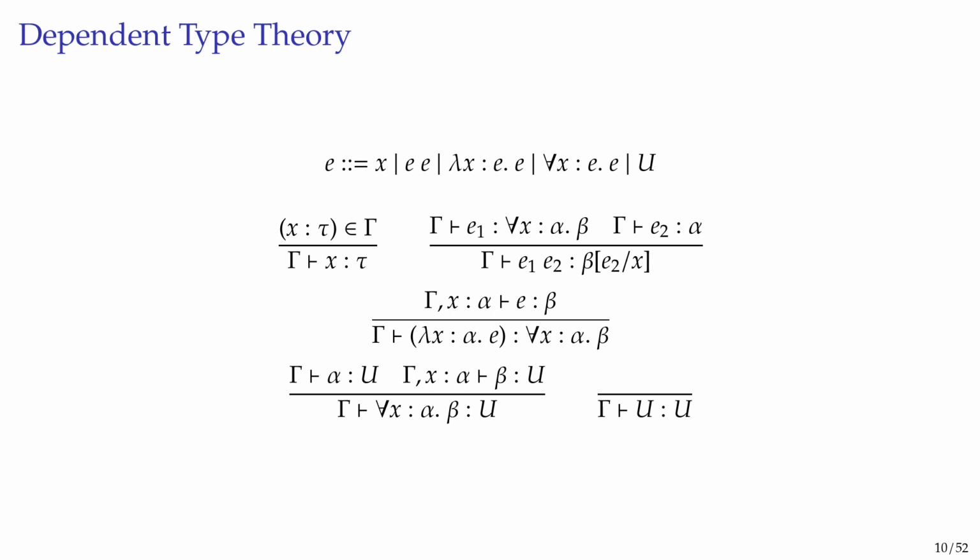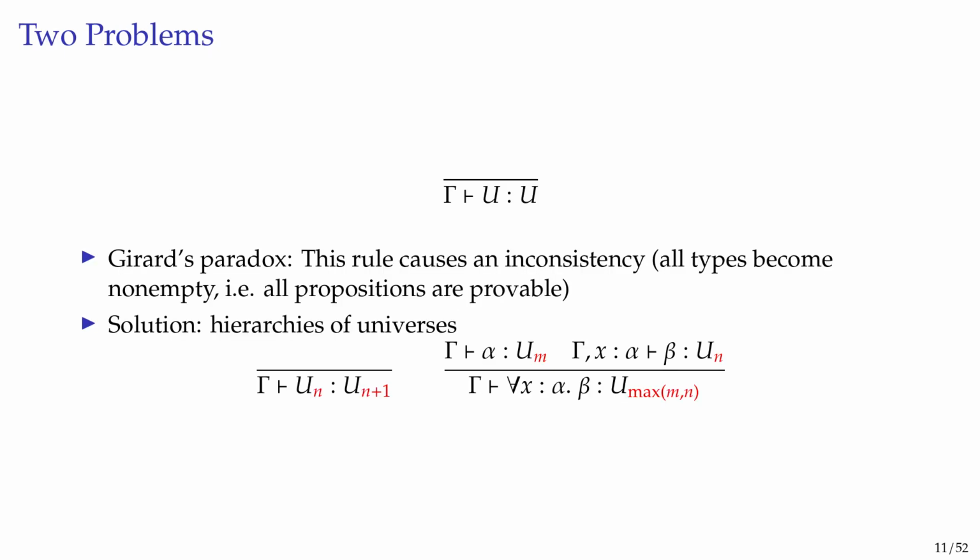We only really needed this iota here just to make sure that our types were non-empty. And since we have u now, we can deal with that. There's a couple problems with this presentation. One of them is that type being in type was discovered to be inconsistent. This is known as Girard's paradox.